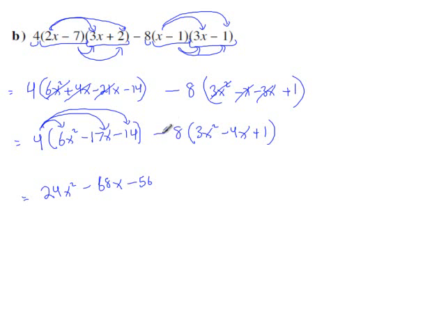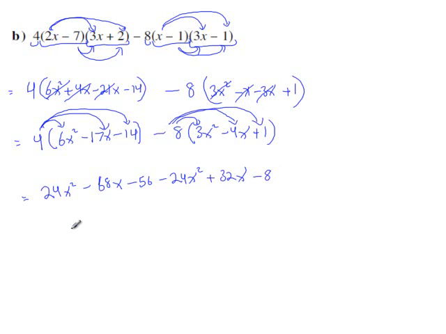Here I have negative 8 times 3x squared. So negative 8 times positive 3 is negative 24. So you get negative 24x squared. Then negative 8 times negative 4x. Negative times a negative is positive, so I get positive 32x. And negative 8 times positive 1 is negative 8.